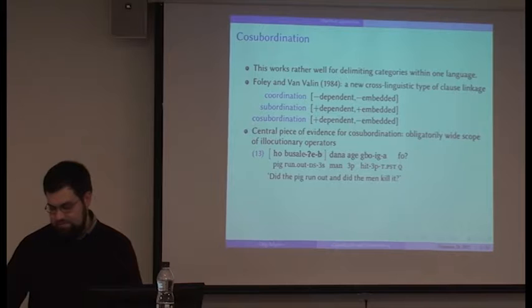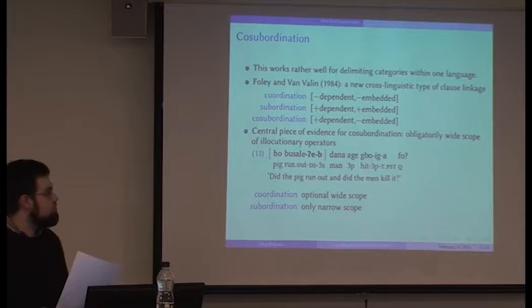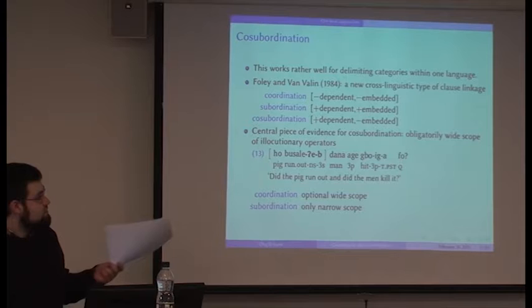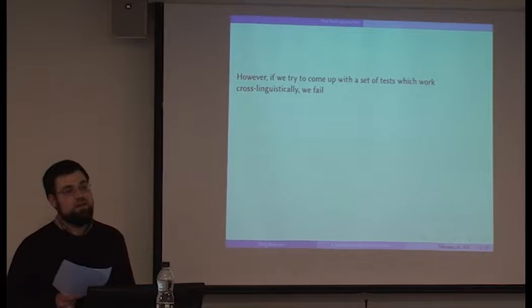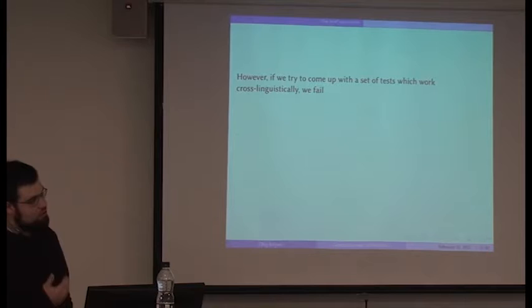So the question operator scopes over both clauses and does not distinguish whether one of them is a dependent or main clause. In their approach, coordination has optional wide scope, whereas subordination has only narrow scope on the main clause. That's the difference between the two constructions according to Foley and Van Valin. This works out well for the languages in question, but the idea is that the same tests, at least more or less, should apply across languages and generally yield the same results. So we should find the same three classes in all languages, and we should find that these classes generally behave in the same way according to the same tests.